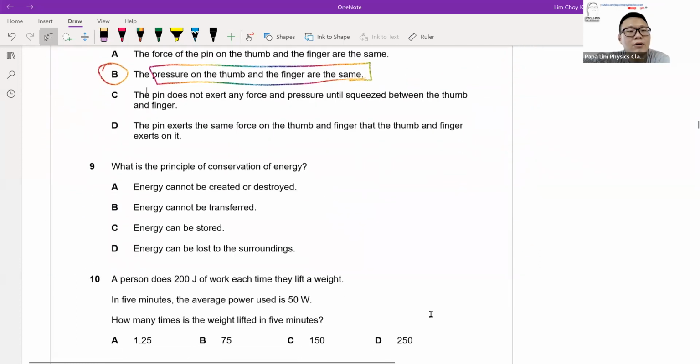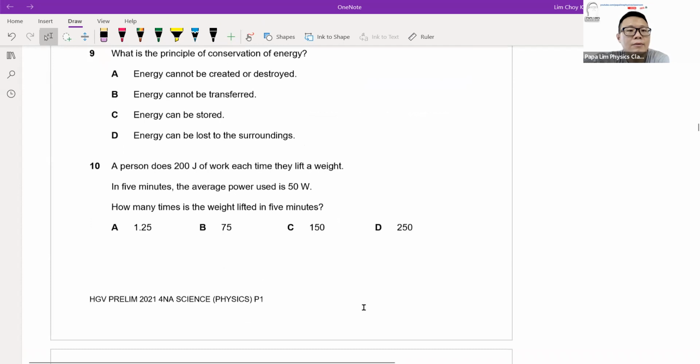Now for 9, conservation of energy. Okay, well, I would say it's quite a straightforward answer. So I would say everybody should be able to do it. Okay, now number 10, the person does 200 joules of work each time he lifts a weight.